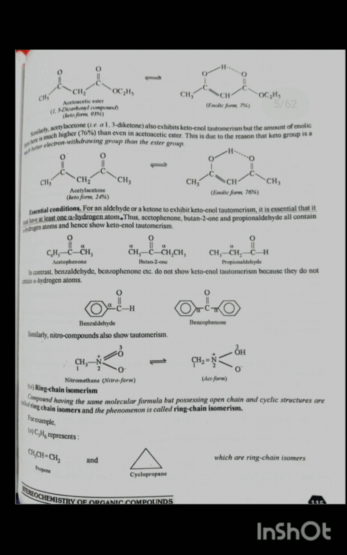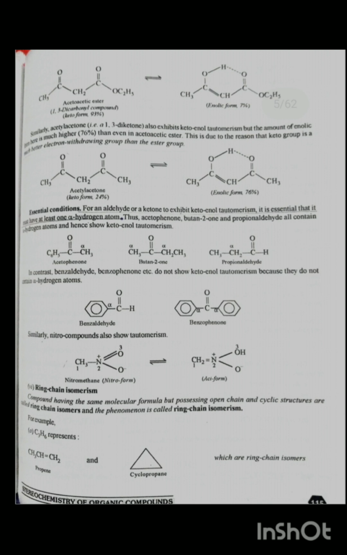Essential condition: for an aldehyde or ketone to exhibit keto-enol tautomerism, it is essential that it must have at least one alpha hydrogen atom. Thus, acetophenone, butan-2-one and propionaldehyde all contain alpha hydrogen atoms and hence show keto-enol tautomerism. In contrast, benzaldehyde, benzophenone, etc. do not show keto-enol tautomerism because they do not have alpha hydrogen atoms. Similarly, nitro compounds also show tautomerism: nitromethane, nitroform, aci-form.